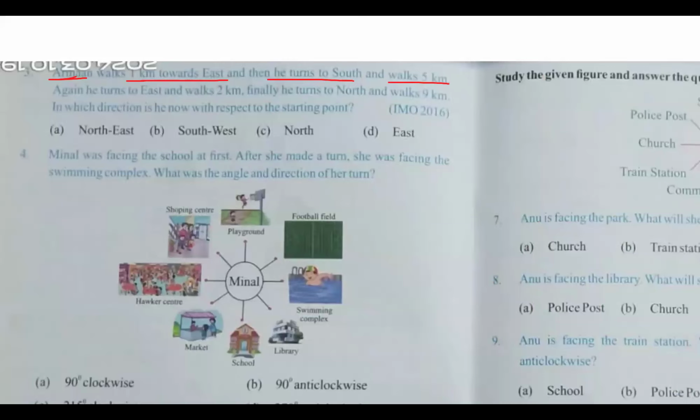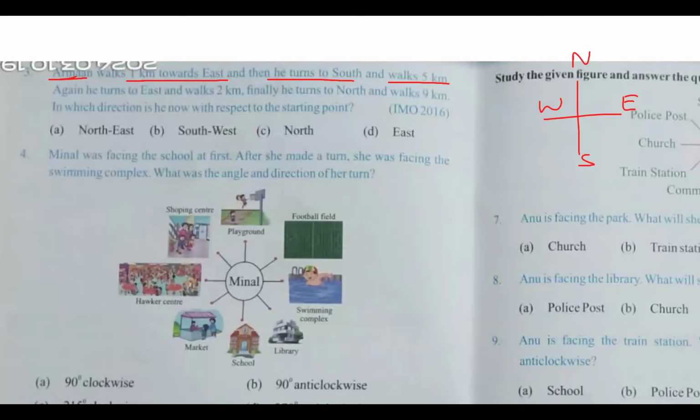So first point was that Arman walks 1 kilometer towards east. So what did we do? Wait, Inaya, let me draw it. Okay, I'll draw it over here. These are the directions that we have: north, south, east, and west. Okay, Inaya, also keep your camera on. Yes, ma'am. Yeah, keep it on.